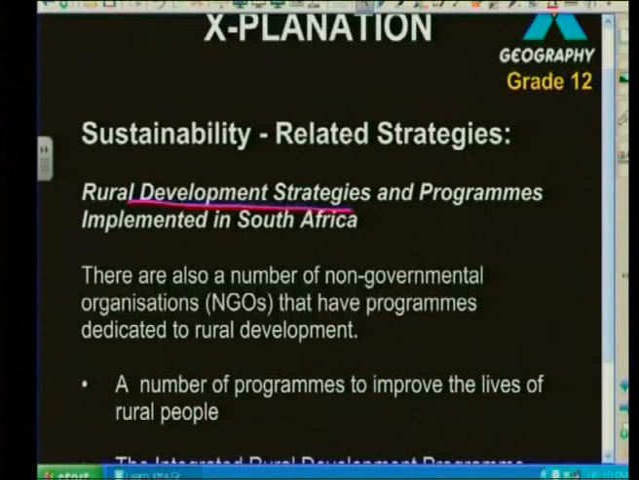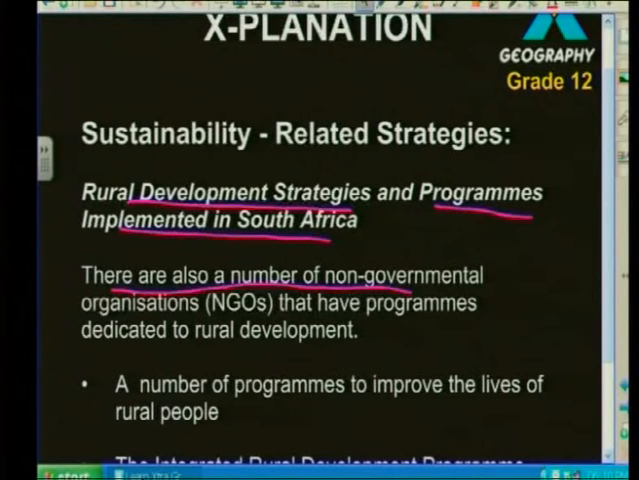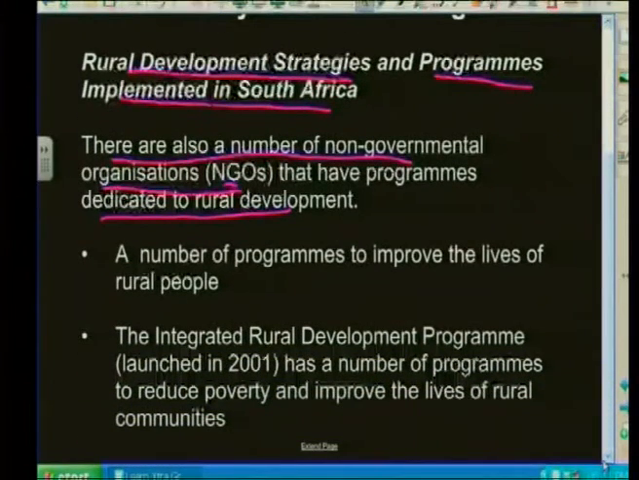Sustainability-related strategies. We will now look closely at, again, rural development strategies, and specifically programs implemented in South Africa. What should be coming to mind is the most commonly worded of all rural development strategies by the government, the RDP, or the Reconstruction and Development Program. There are also a number of non-governmental organizations, or NGOs, that have programs dedicated to rural development.